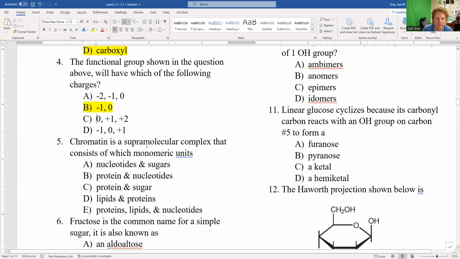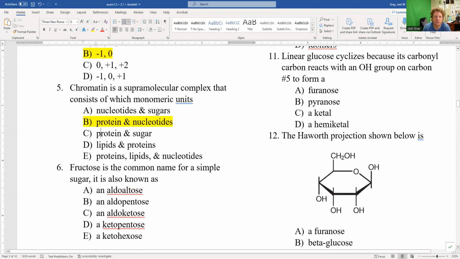Number 5, chromatin is a supramolecular complex that consists of which monomeric units? And this is nucleotides and proteins. So the correct answer option is B. And you know, a nucleotide does have a sugar in it, ribose. However, that's not really a good example. If you selected C, that would not be a good answer just because nucleotides and protein, answer option B, is offered as an answer option.